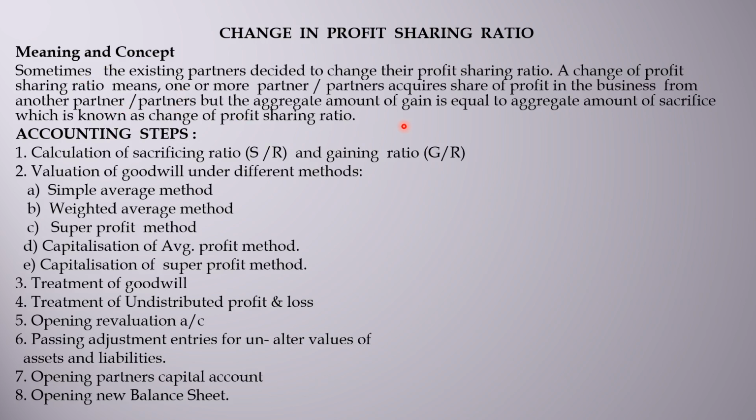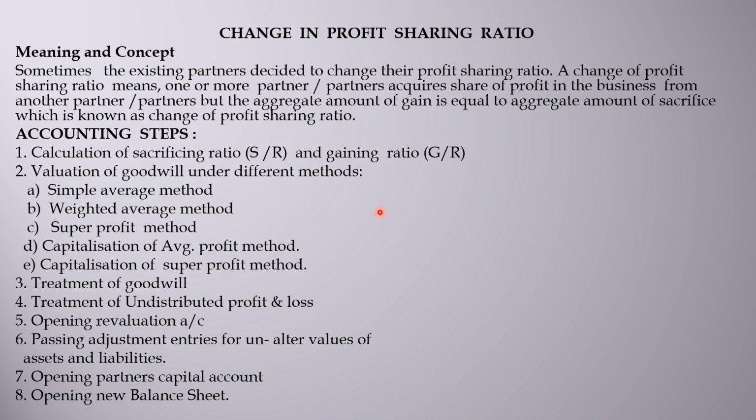That's the meaning and concept: sometimes a partner wants to change their profit sharing ratio. Some partner sacrifices, some partner gains, or in another way some partner wants to surrender some percentage of his or her share of profit, and the same is acquired or gained by the other. But the ultimate result is that the total sacrifice will always be equal to total gain, or total surrender will be equal to total acquire. So that is the meaning here.